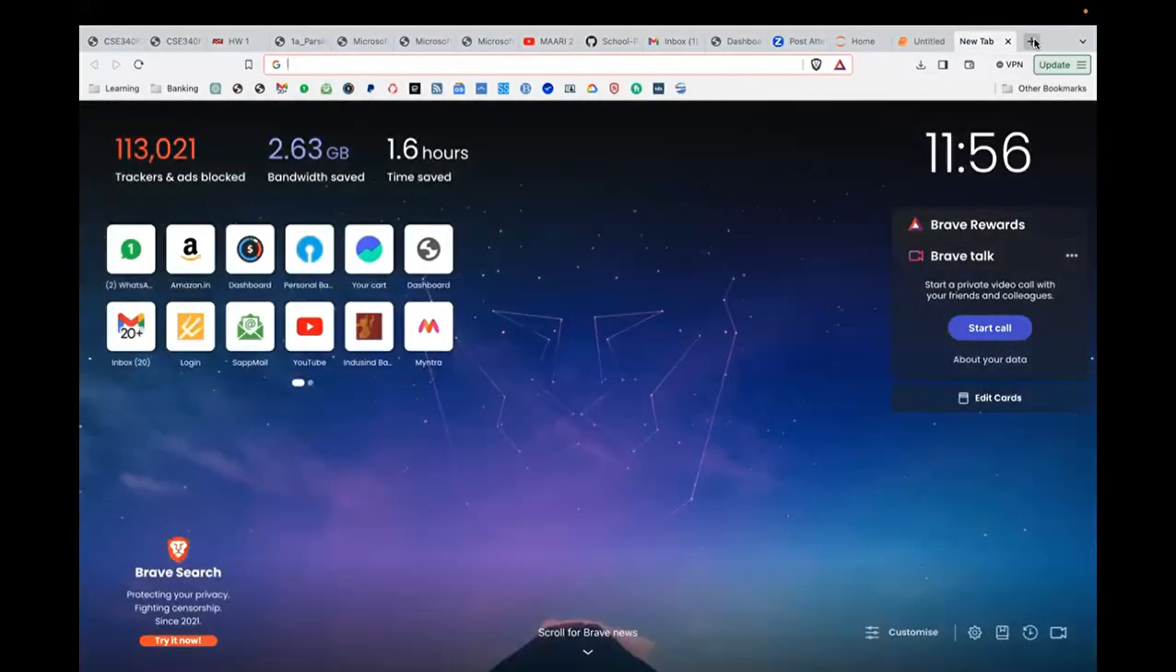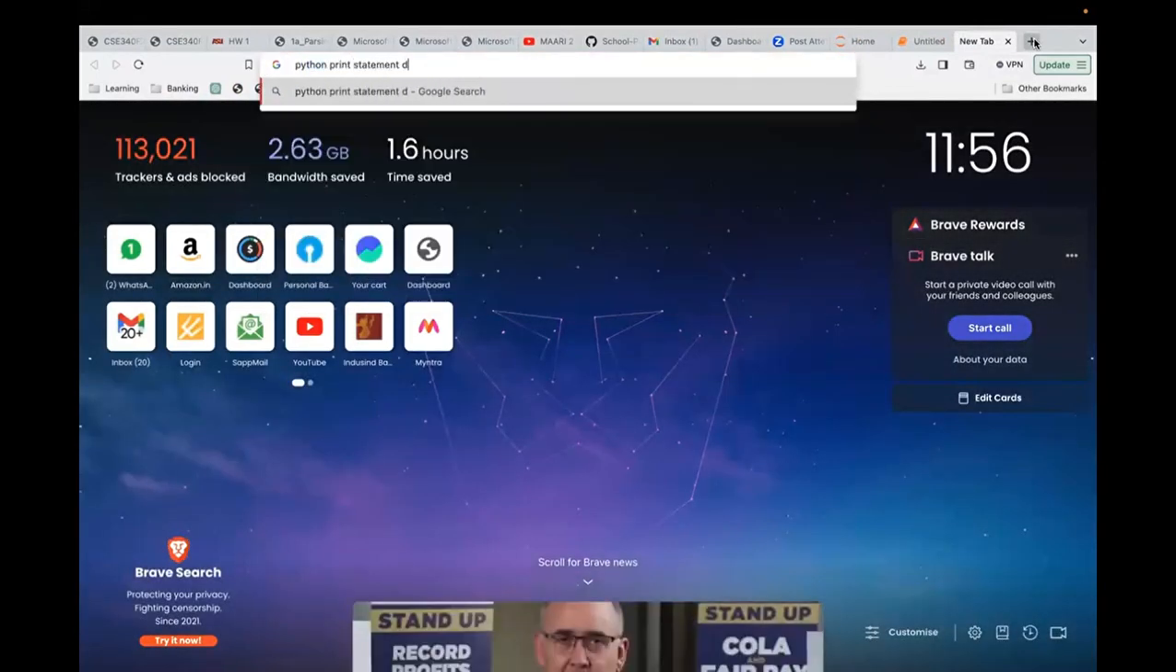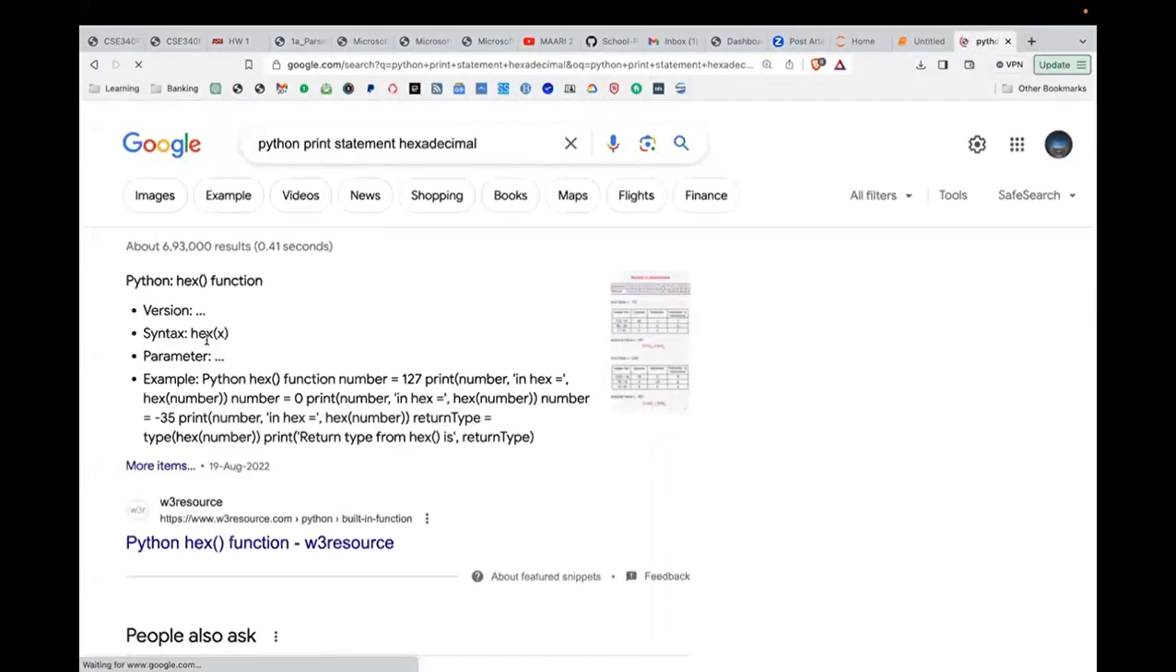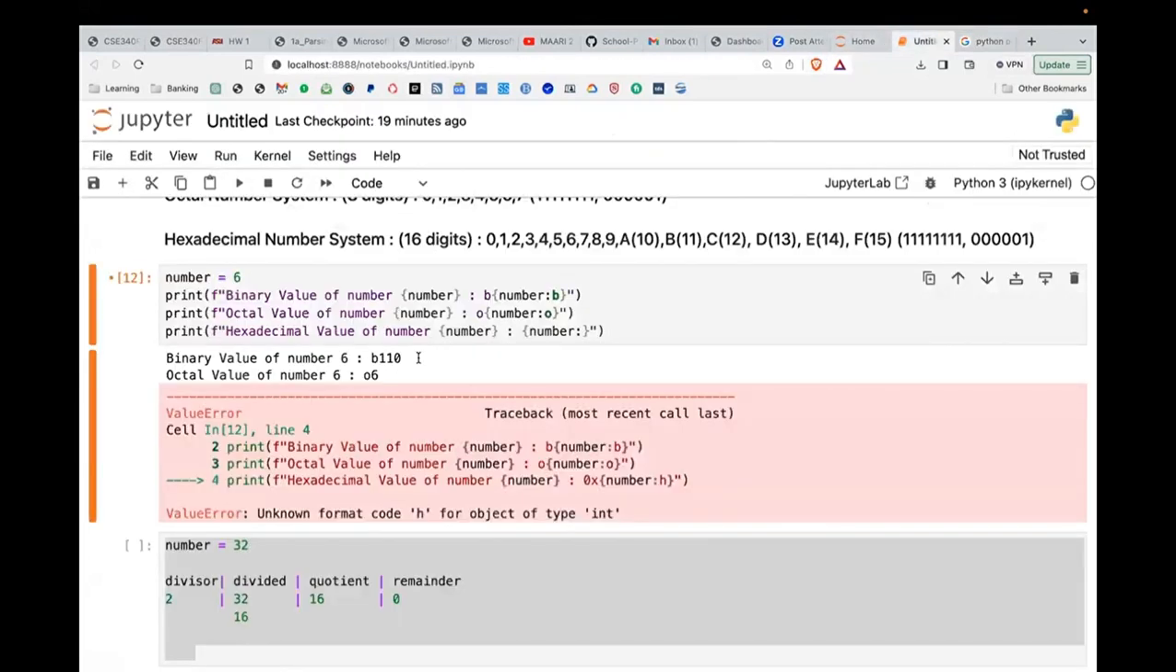Python print statement hexadecimal. There is no direct print statement with hex, so they call the hex function. If they just needed this, they were just saying to call the hex function on this. Let me just see.